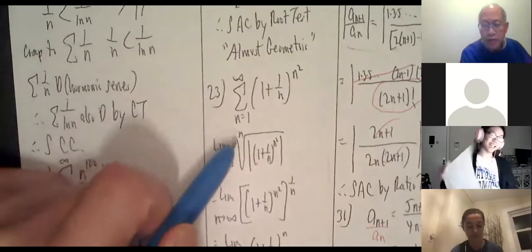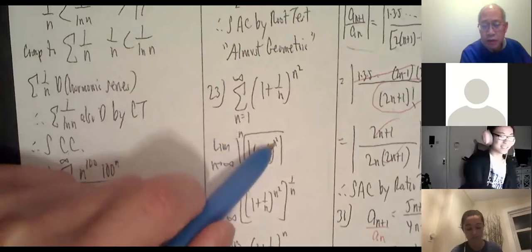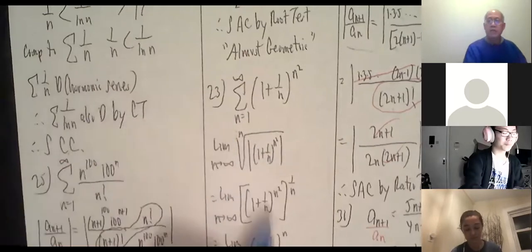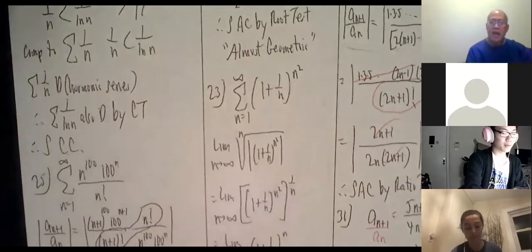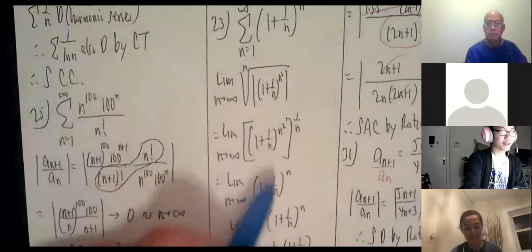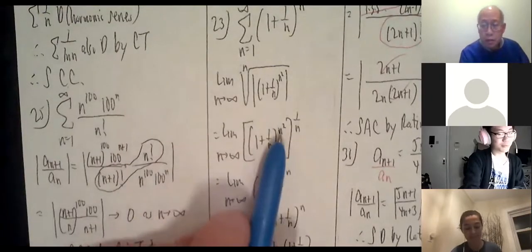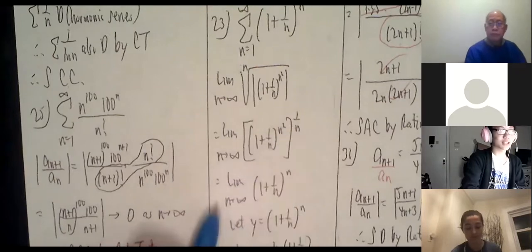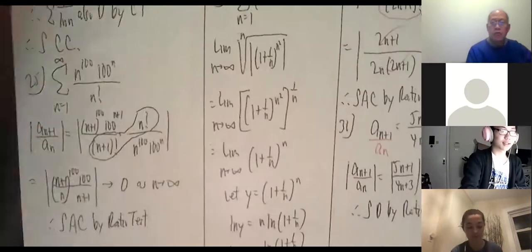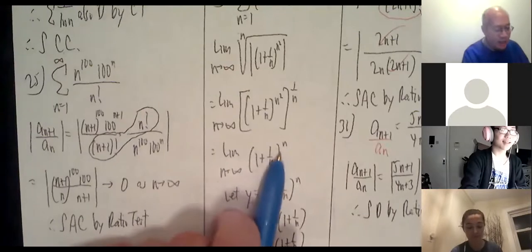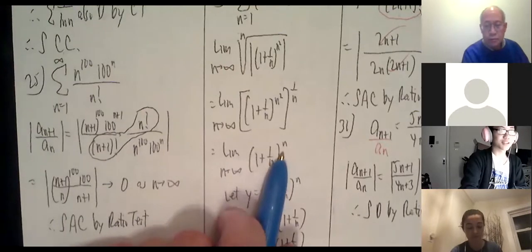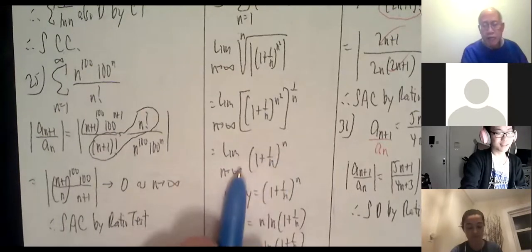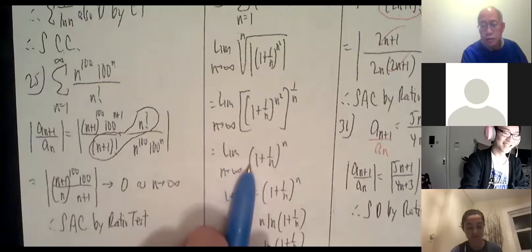Okay, now if I raise something to the n squared, the nth root means I can raise it to the 1 over n power. And now I have a rule that says if I have a power of another power, you can multiply the powers. So limit as n approaches infinity of 1 plus 1 over n to the n. Some of you might recognize this from Calc 1. This is actually e.